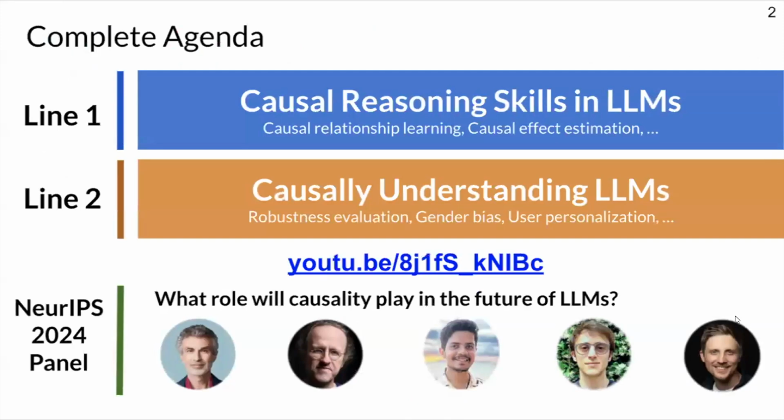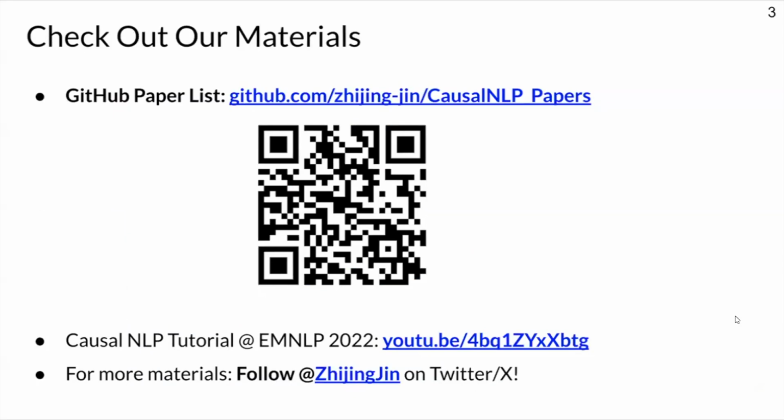Also, as a broader overview, in case people want pointers after the talk, my complete research agenda consists of two separate lines: one on causal reasoning in LLMs, the other on causally understanding how LLMs work. We just hosted a NeurIPS 2024 tutorial with 1,600 attendees last year. If you check out the video, you can also see what Yoshua Bengio, Bernhard Schölkopf, and many other pioneering AI scholars think about the role of causality in future LLMs. Another pointer is that we have a long paper list on causality and NLP, as well as earlier videos.